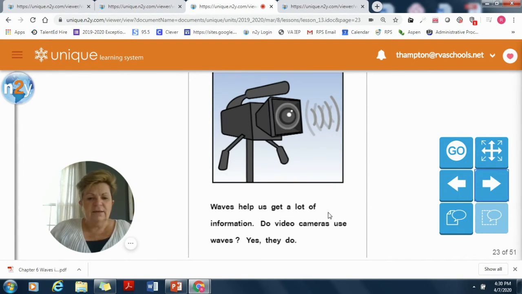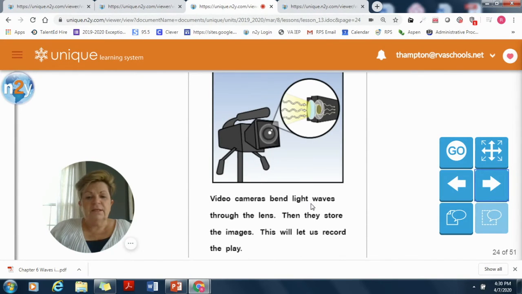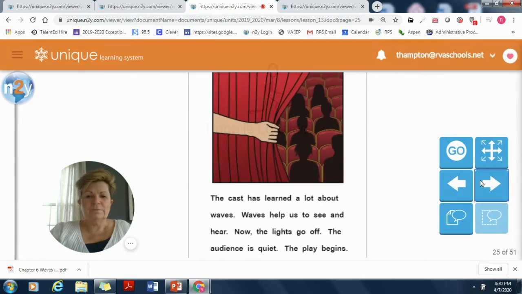Waves help us get a lot of information. Does the video camera use waves? Yes, they do use waves. Video cameras bend light waves through the lens. Then they store the image. This will help us record the play. The cast has learned a lot about waves. Waves help us see and hear. Now the lights go off. The audience is quiet and the play begins.